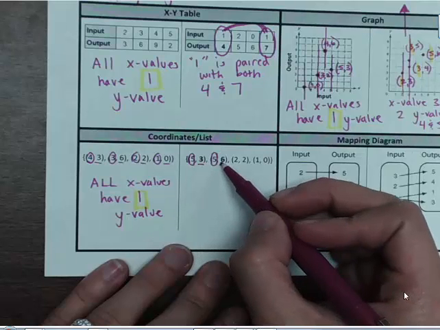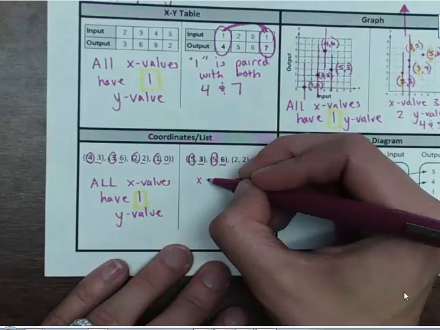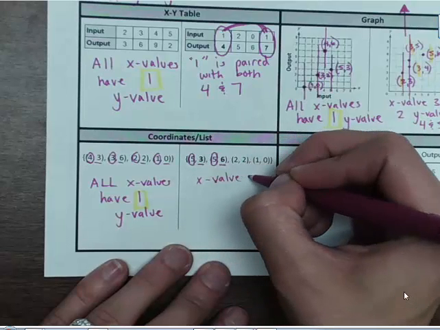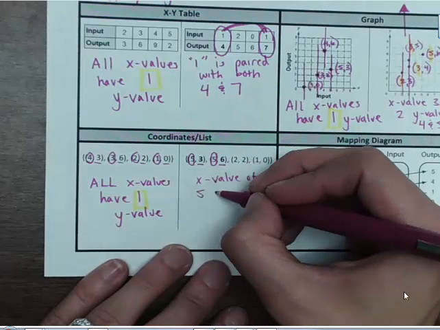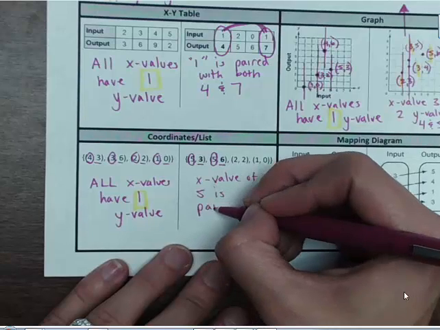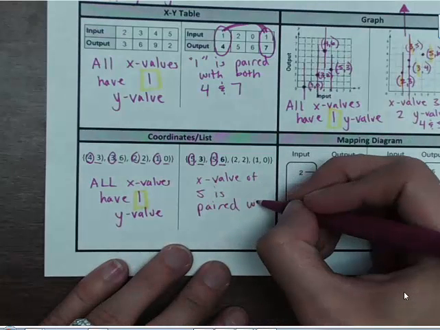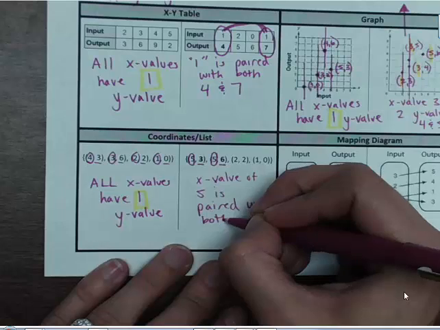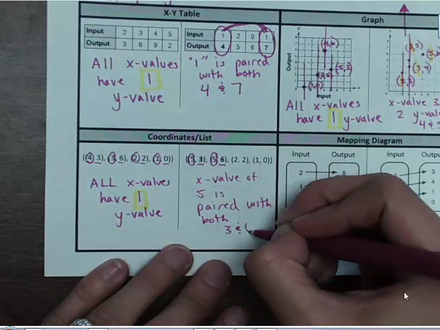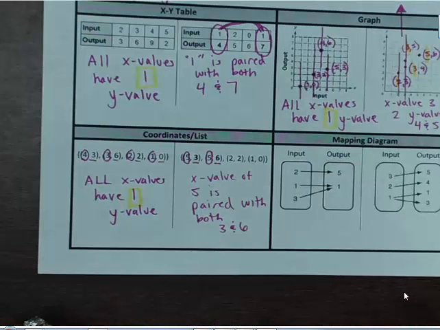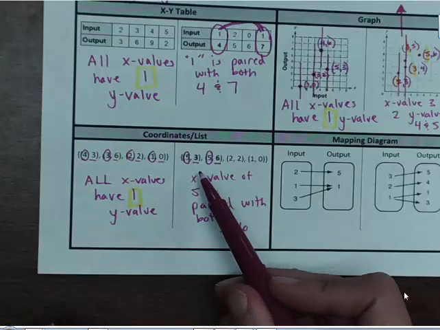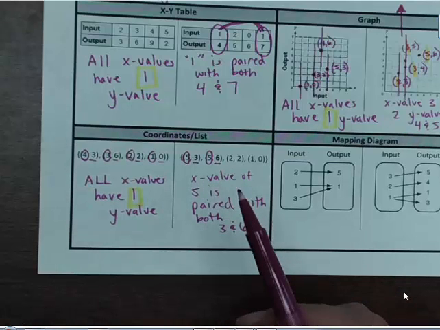So this is not a function because this x value of 5 is paired with two different y values. It's paired with both the 3 and the 6. So I know this is not a function. These coordinates or ordered pairs do not form a function.